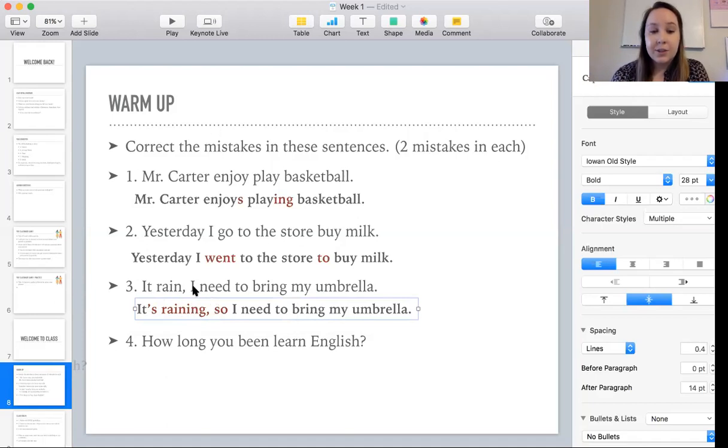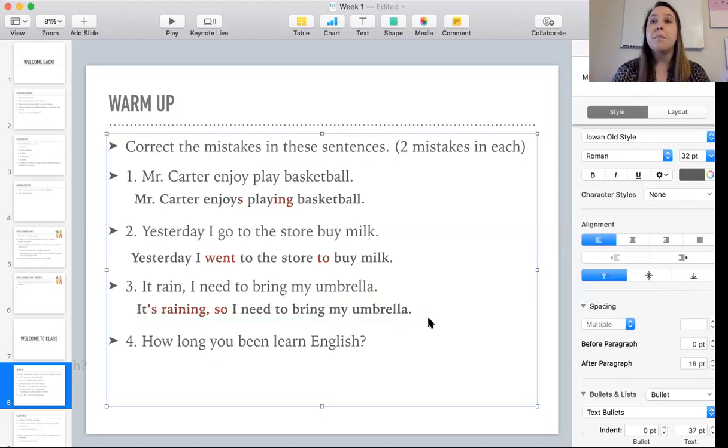Then to connect these two, we need a connecting word. So it's raining. Here I used so I need to bring my umbrella. So connecting those two ideas with a connecting word or a conjunction. So it's raining, so I need to bring my umbrella. This semester, we're going to be working on making longer sentences. So connecting two smaller sentences to make one longer sentence.